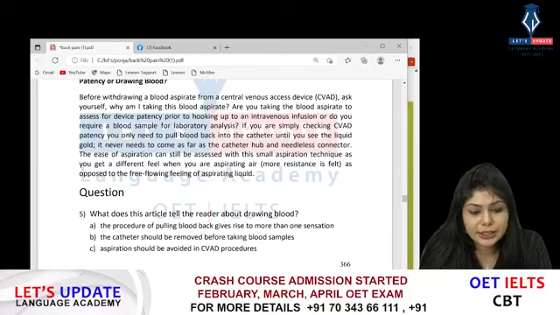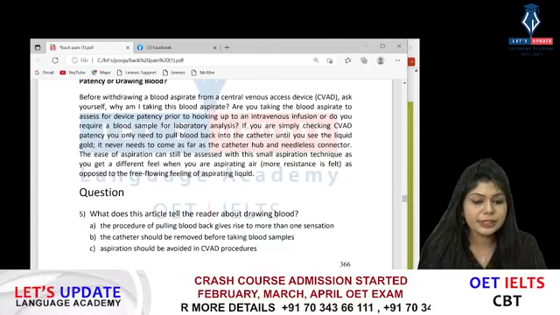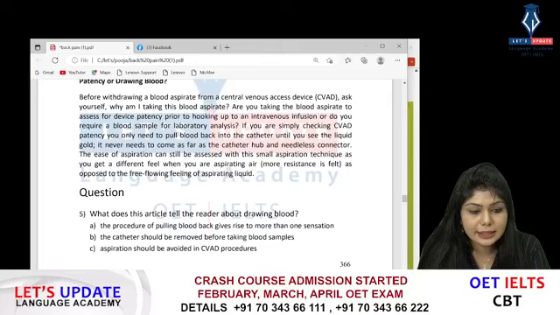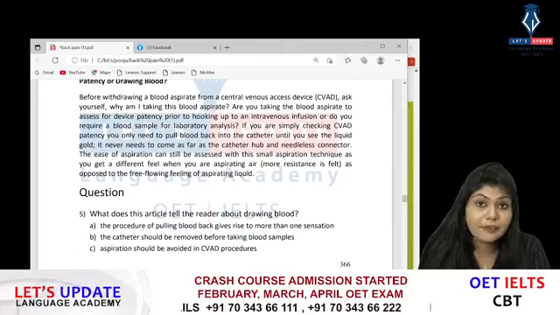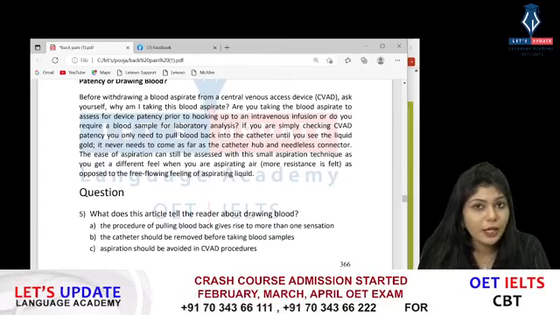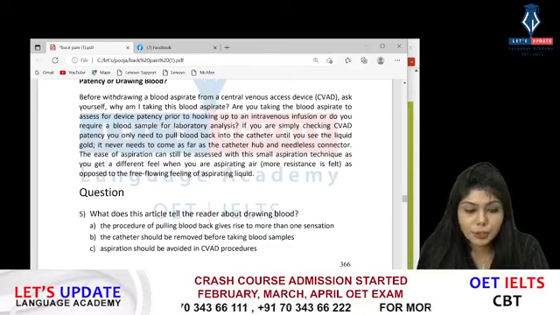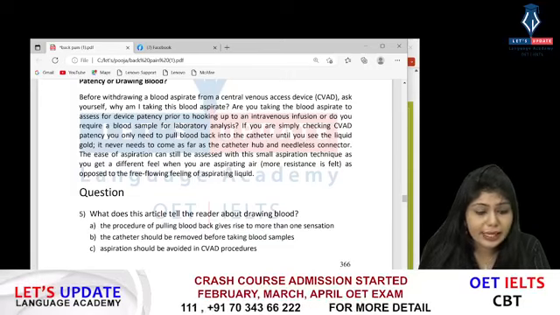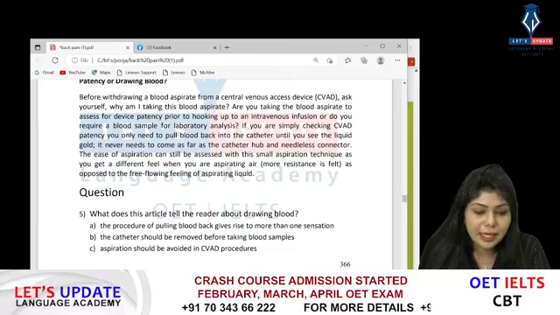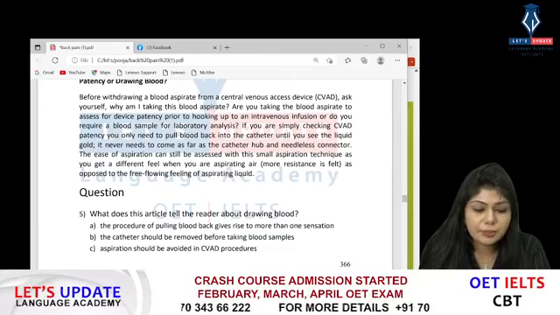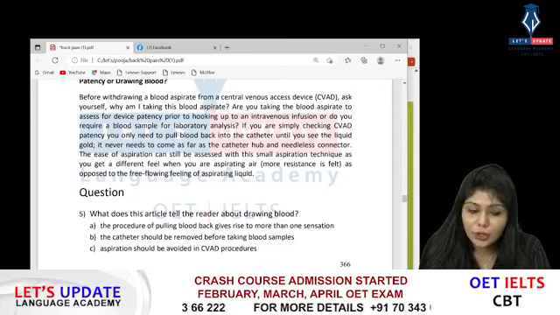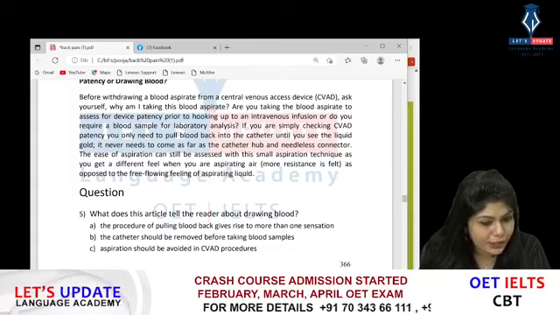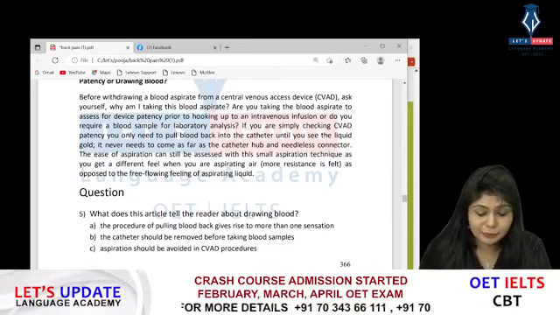The ease of aspiration can still be assessed with the small aspiration technique, as you get a different feel when you are aspirating air. More resistance is felt as opposed to the free flowing feeling of aspirating blood. That was what the extract was about. And coming to the options, option A, the procedure of pulling blood back gives rise to more than one sensation. Option B, the catheter should be removed before taking blood samples. And option C, aspiration should be avoided in CVAD procedures. So these are the three options. Please put in your choice of answers in the comment section. What do you think is the answer?